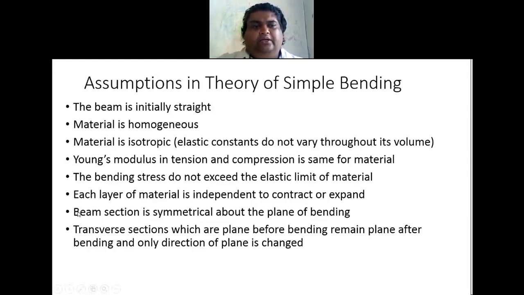The next assumption that is made is the beam section is symmetrical about the plane of bending. Now, when you are bending like this, then we are assuming that the cross section is symmetrical about the plane. The transverse section, that is the perpendicular section to the plane of bending, which is plane before the bending, remains plane after the bending, and only changes direction. The direction of the plane is changed.